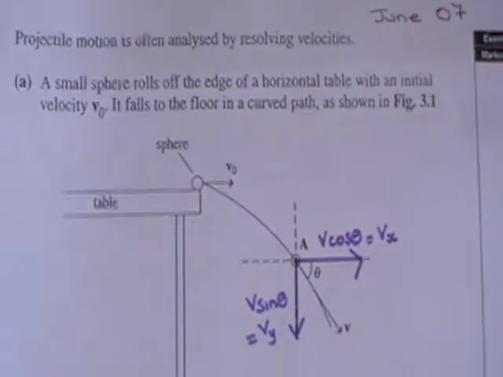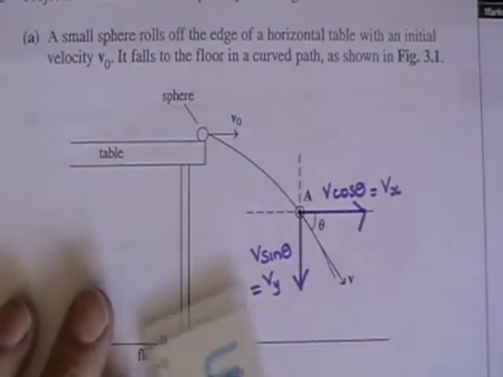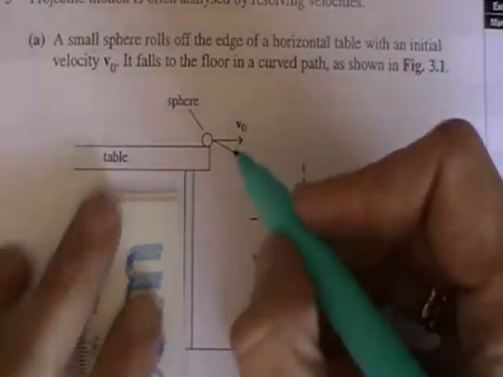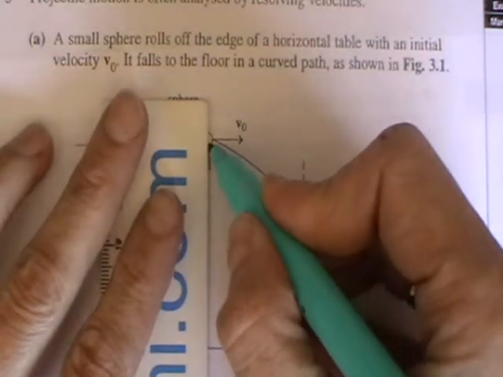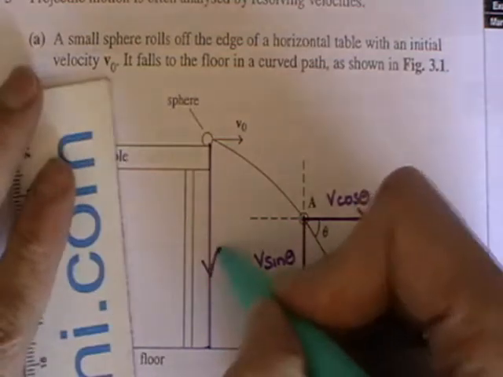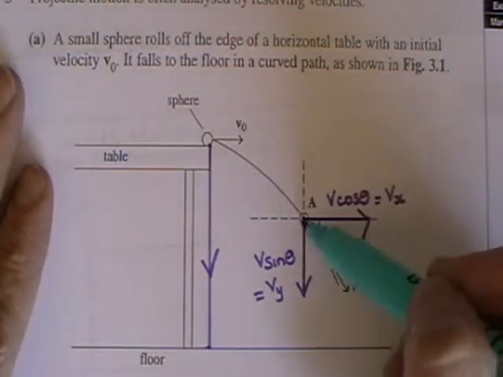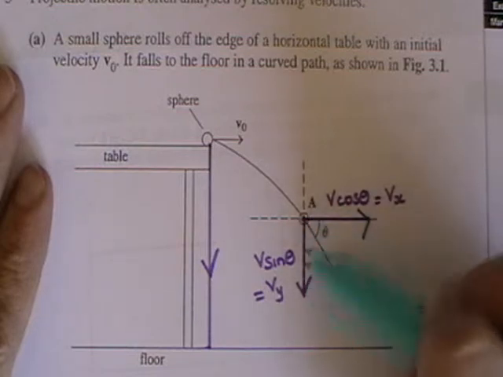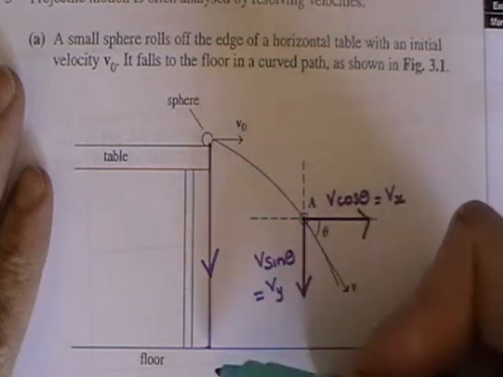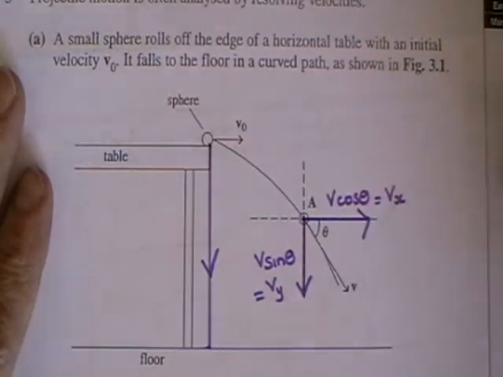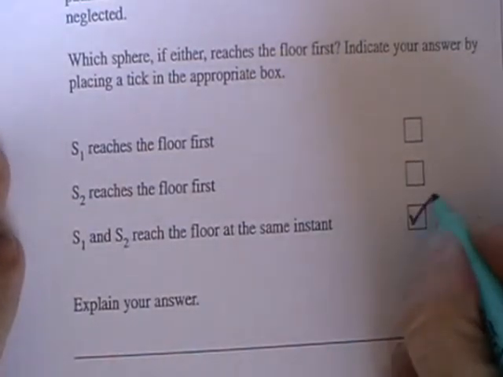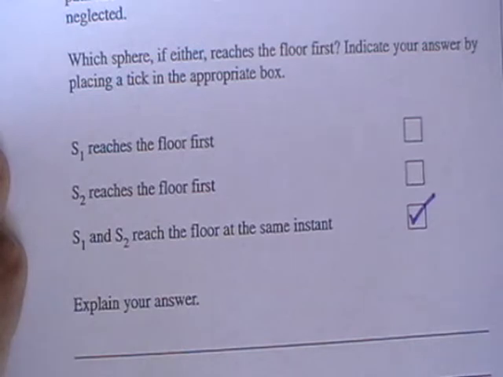So if we have a wee quick look at this, they're saying that you've got one sphere going off the table like that, and a second sphere just dropping vertically like that. Now of course it's only the vertical component of this one which is affected by acceleration due to gravity, and therefore it's going to accelerate at exactly the same rate as this one, and so they should both reach the ground at the same time. So the answer is that they both reach the ground at the same instant.